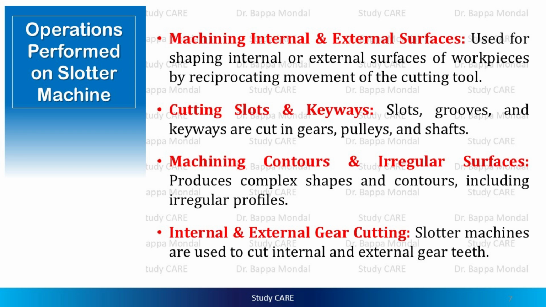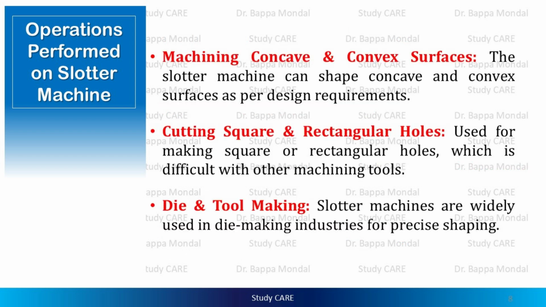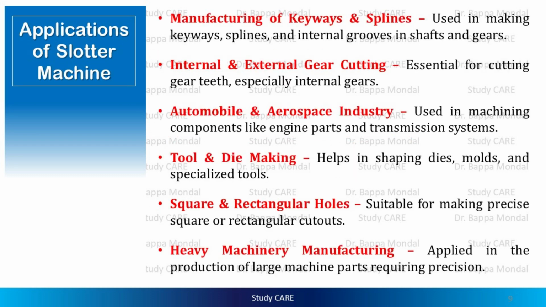Internal and external gear cutting. Slotter machines are used to cut internal and external gear teeth. Machining concave and convex surfaces. The slotter machine can shape concave and convex surfaces as per design requirements. Cutting square and rectangular holes. Used for making square or rectangular holes, which is difficult with other machining tools. Die and tool making. Slotter machines are widely used in die-making industries for precise shaping.